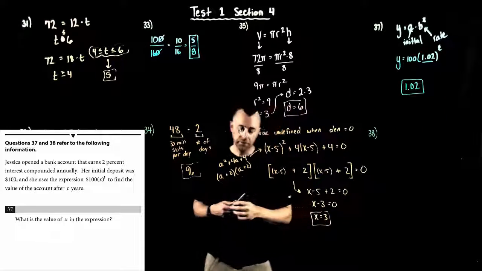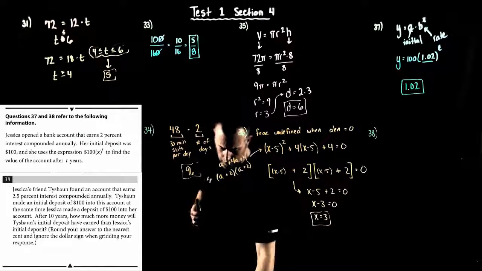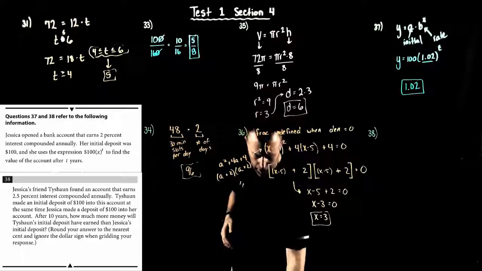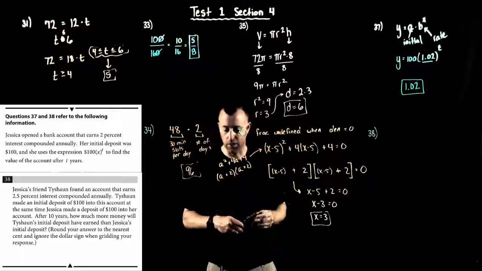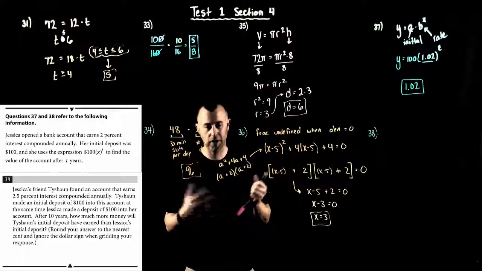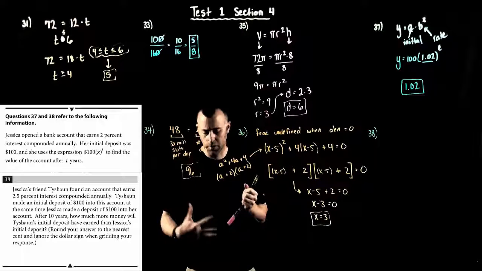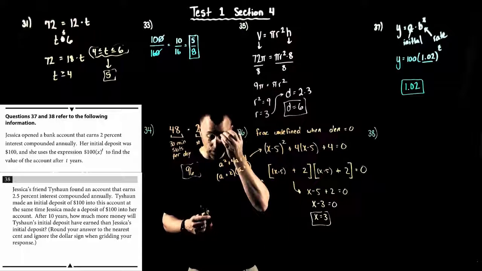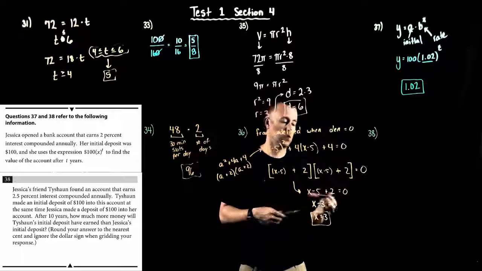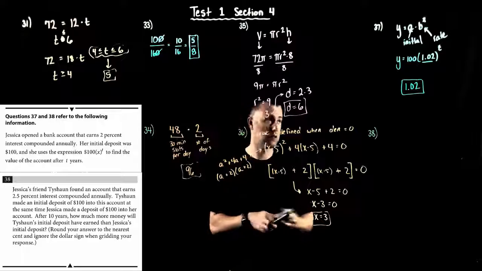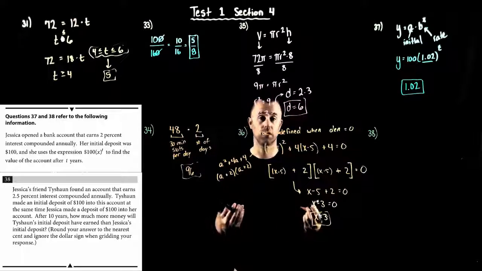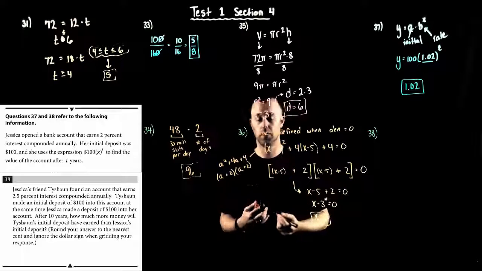So that's 37. And then 38, they're telling you that we got Jessica's friend, Tyshawn. Well, he has an account that earns 2.5% interest. And again, he also deposited $100, but he has a higher interest rate. So if you skim through this paragraph, what they're asking you is, after 10 years, how much more money has Tyshawn earned? So I want to basically take this equation and Tyshawn's equation, map them out for 10 years, and see how much more they've earned.